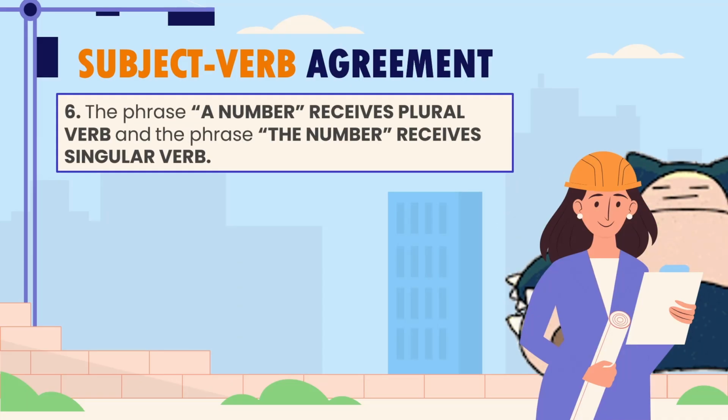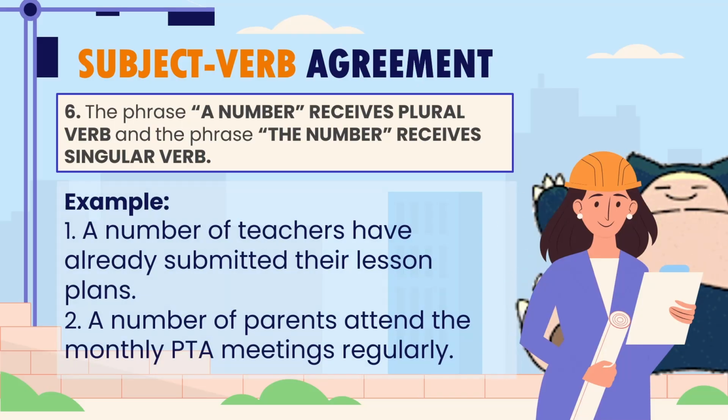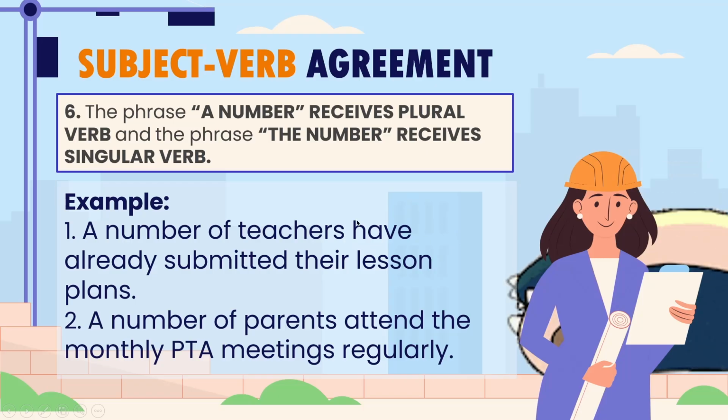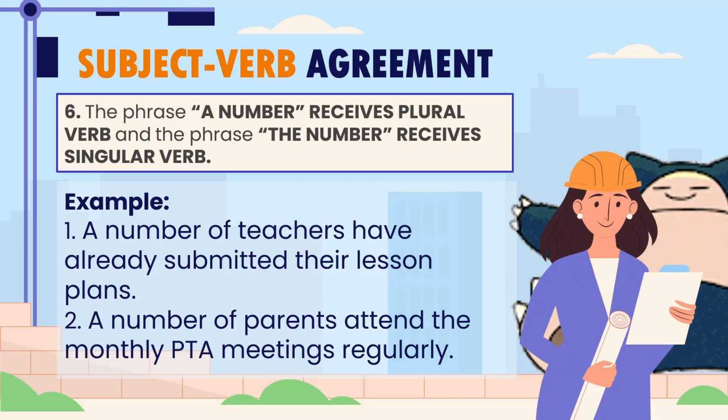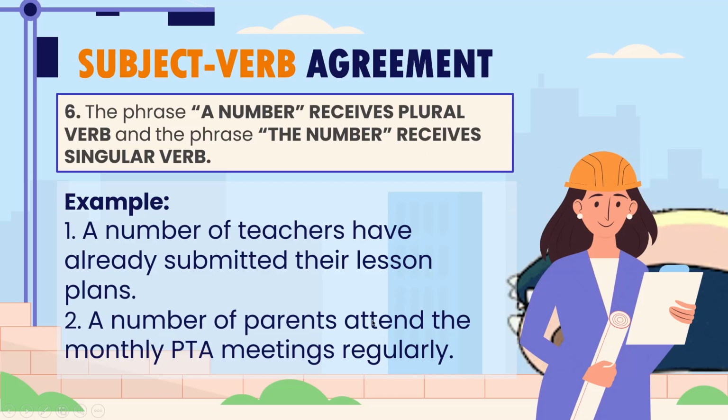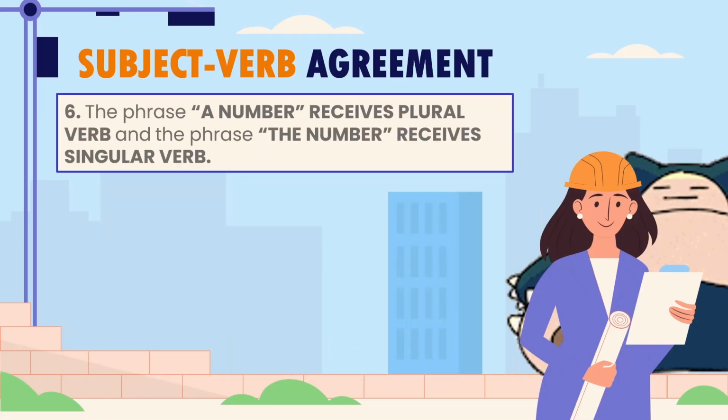So next, a number of teachers have already submitted their lesson plans. So again, because of the phrase a number, that's why we have our modal verb here, have. Have is a plural modal verb. Next, a number of parents attend the monthly PTA meetings regularly. So our subject here is a number of parents. Because of a number, that's why we take a plural verb, attend.